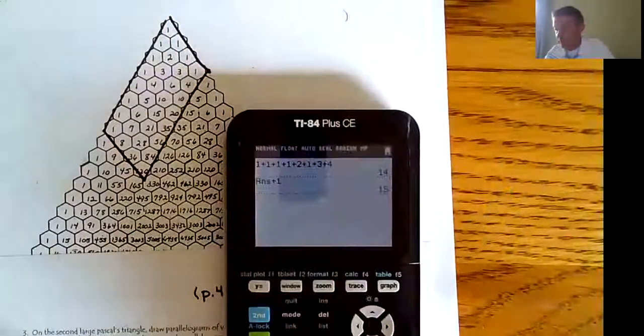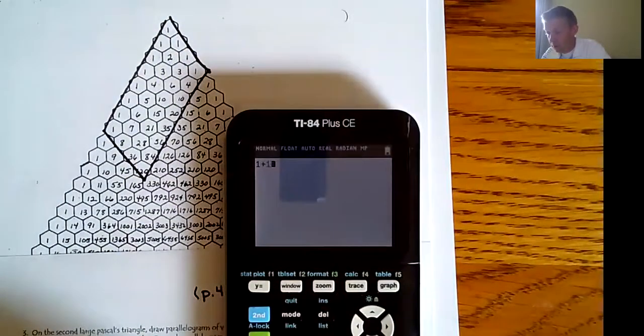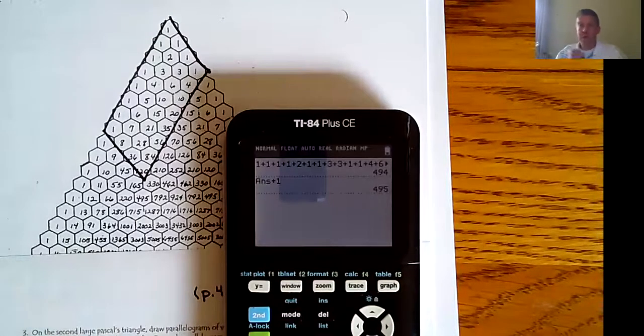Now let's try it. 1 plus 1 plus 1 plus 1 plus 2 plus 1 plus 1 plus 3 plus 3 plus 1 plus 1 plus 4 plus 6 plus 4 plus 1 plus 5 plus 10 plus 10 plus 1 plus 6 plus 15 plus 20 plus 1 plus 7 plus 21 plus 35 plus 8 plus 28 plus 56 plus 36 plus 84 plus 120. I get 494. When I add 1, 495.